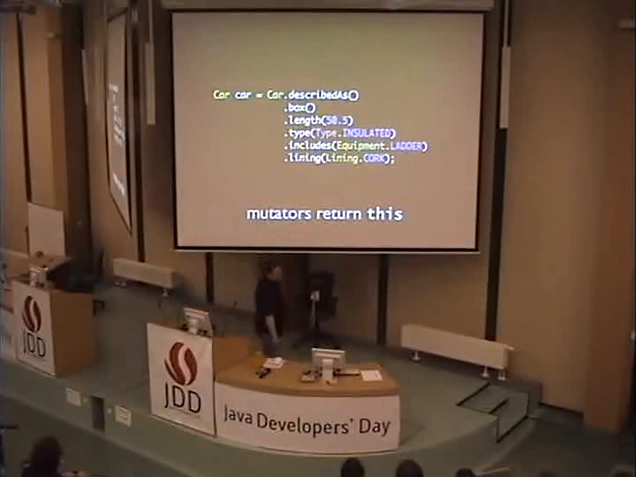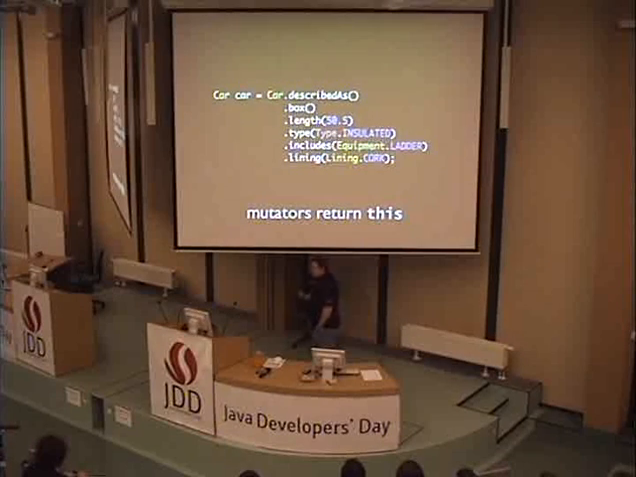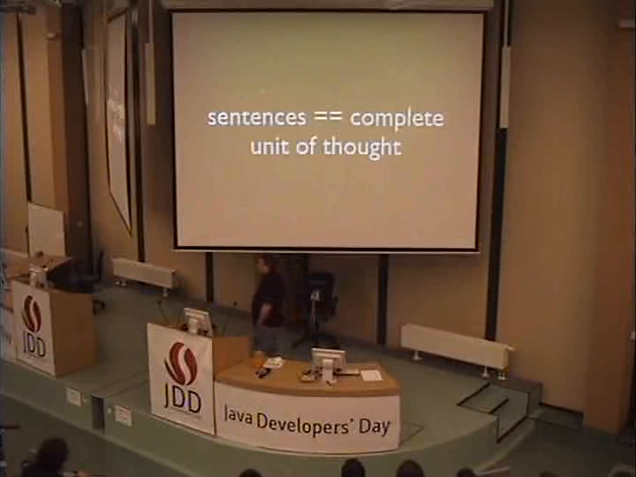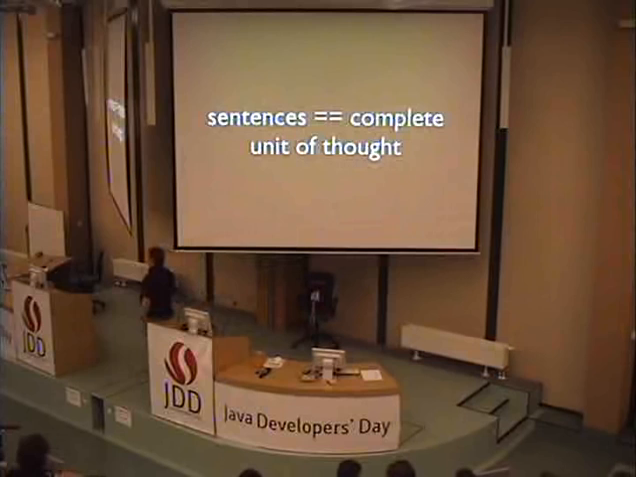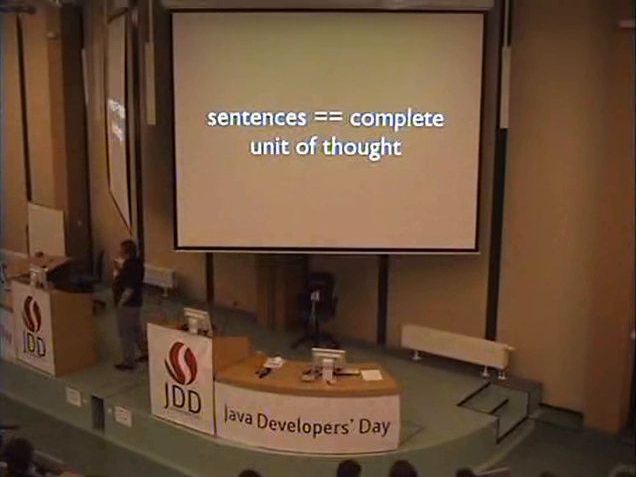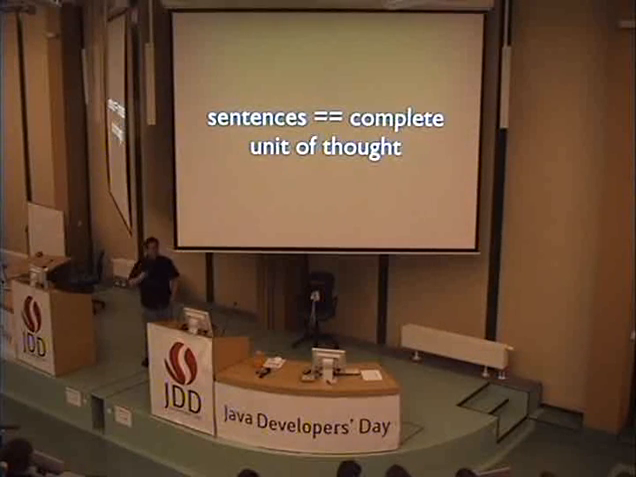That's all we had to do. That means that you can now write a sentence of code. In spoken languages, a sentence is a complete unit of thought. And what we did was write our API so that they became sentences that expressed one complete unit of thought. And instead of a period, we used a semicolon to say that's the end of our complete unit of thought.